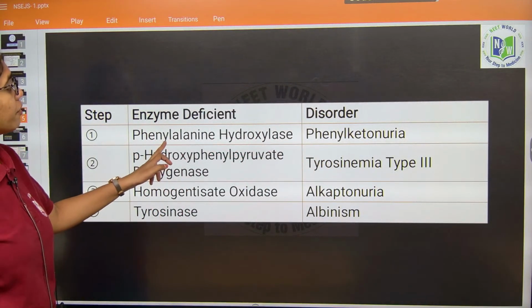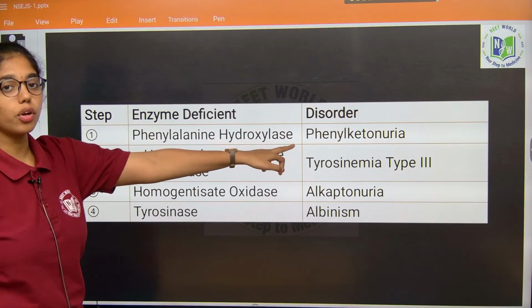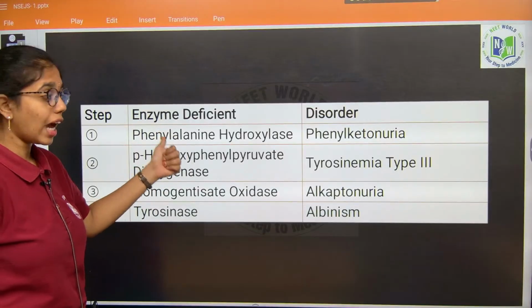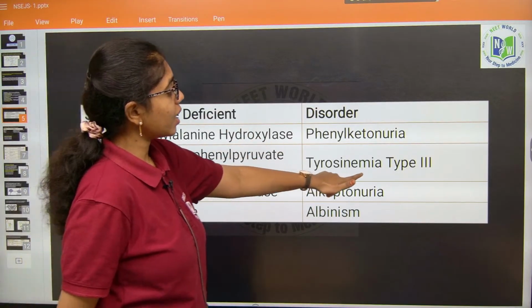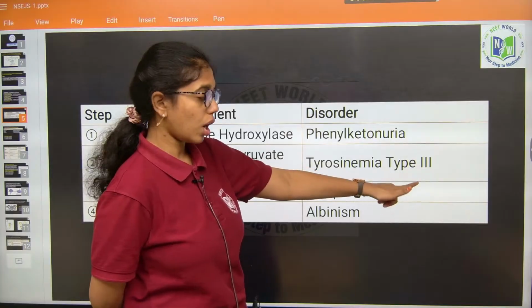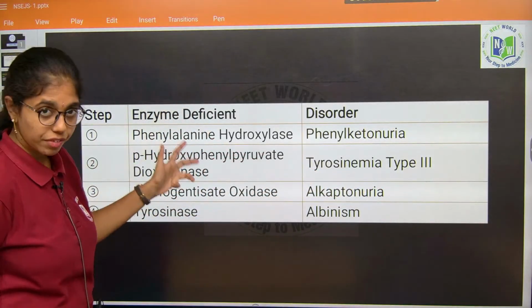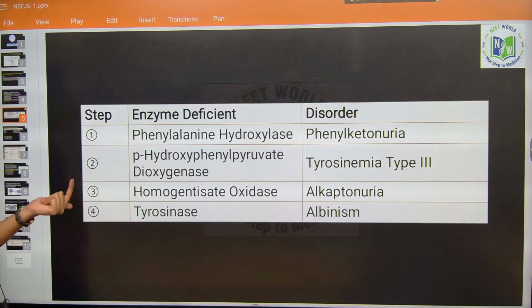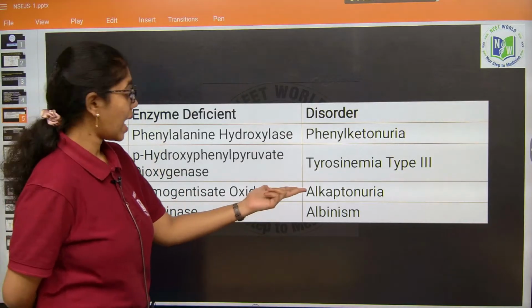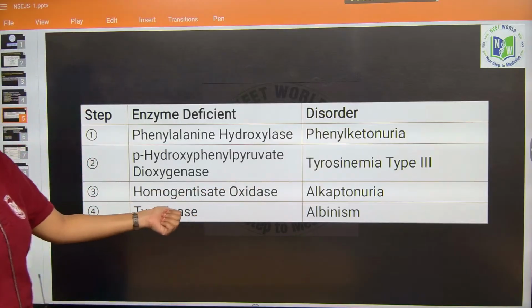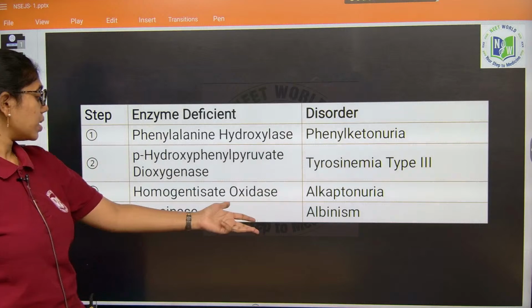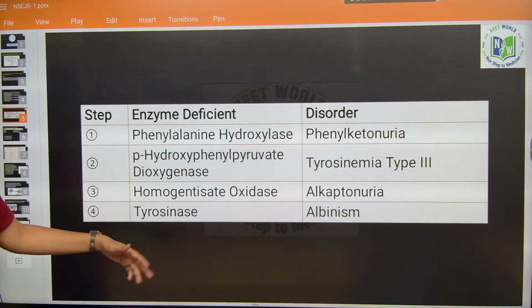Because of the deficiency of which enzyme does phenylketonuria occur? Because of the deficiency of phenylalanine hydroxylase. Tyrosinemia, which is a type 3 disorder, is because of what enzyme deficiency? p-hydroxyphenylpyruvate dioxygenase. Third disorder is alkaptonuria. This is because of the deficiency in homogentisate oxidase. Albinism is because of the deficiency of tyrosinase.